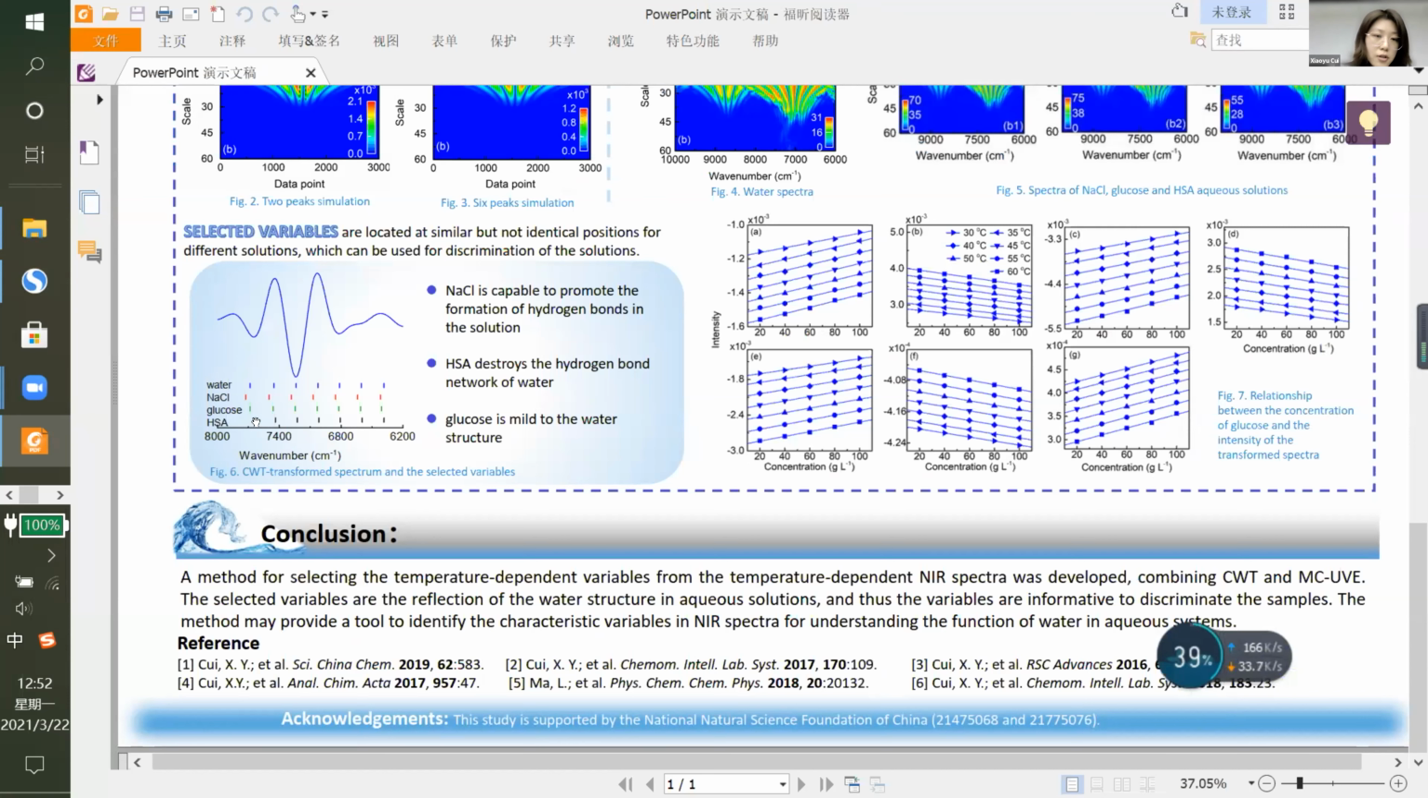It's a little different, but in the same range. This difference may be caused by the effect of the solute on the water structure.